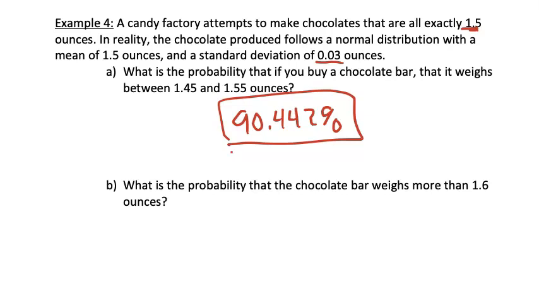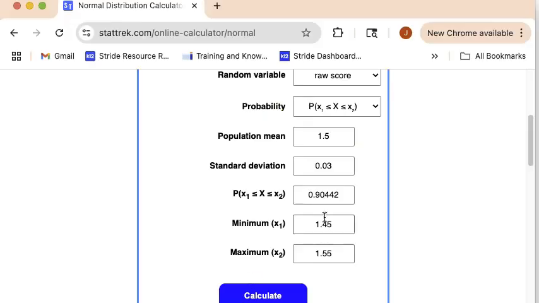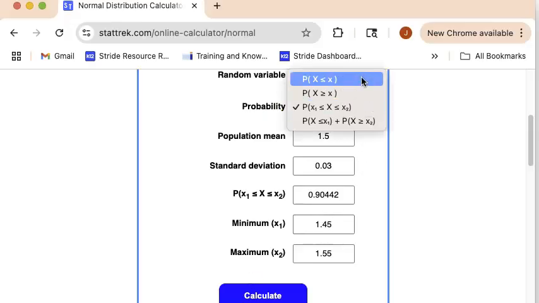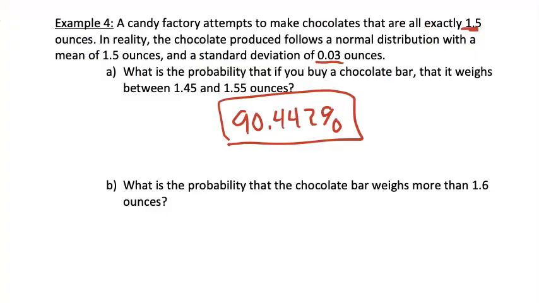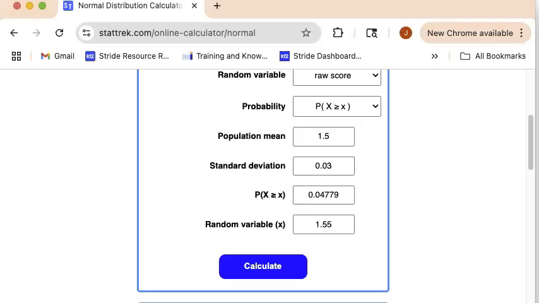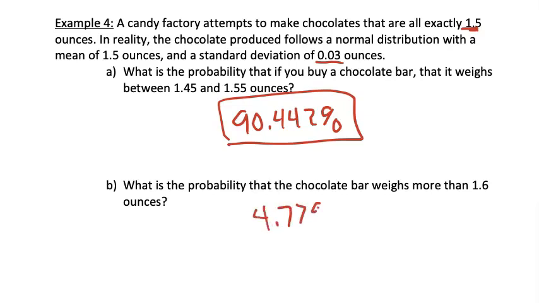Now, what's the probability that a chocolate bar weighs more than 1.6 ounces? So again, we go over here, and we could do the greater than this time. We type in 1.6, calculate, and we've got 0.04779, which would be about 4.779%. So it's not as astronomically tiny as the last problem. So you're having about 4% of the chocolates that are more than 1.6.